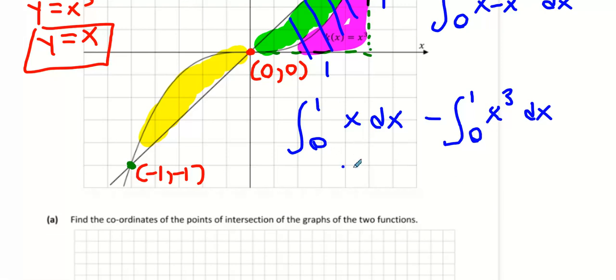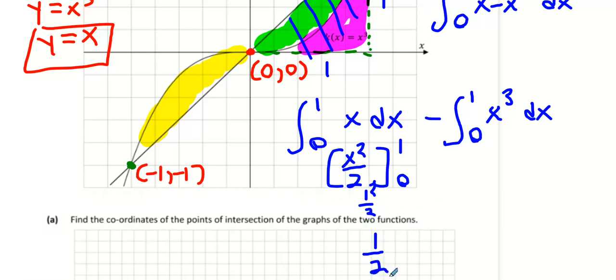Is everybody happy with x squared over 2 from 0 to 1? And then when you sub in 1 squared over 2, which is just a half, isn't it? And that's what we're expecting, wasn't it? We're expecting a half. And we already knew that from the triangle earlier on. Now what about this part here?